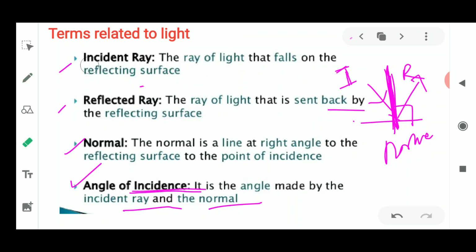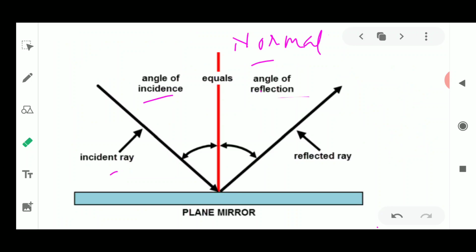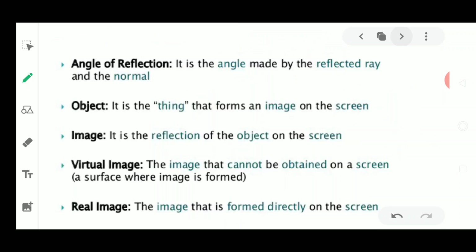Now the next term related to light is the next angle present here. That will be the angle of reflection. Why angle of reflection? Because this is formed in between the reflected ray and the normal. So this is known as the angle of reflection. Now the definition goes like this: the angle of reflection is the angle which is made by the reflected ray and the normal.